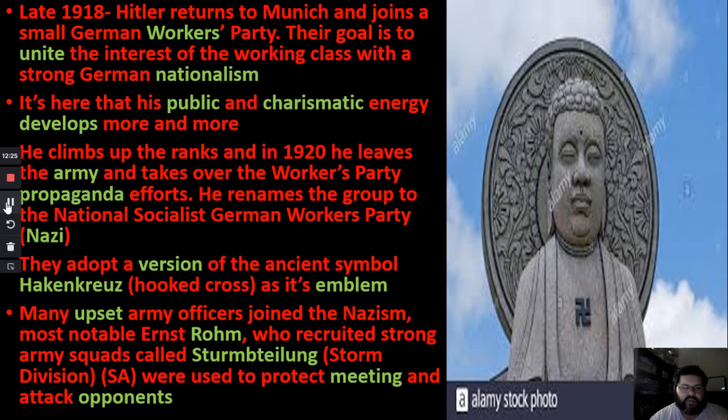Now they need a symbol, because everything that people remember has symbols. McDonald's, golden arches. Nike, the swoosh. If people remember a name, they'll associate a symbol with that name. So they adopted this very ancient symbol. It's actually a Tibetan symbol called the Hakenkreuz, or the hooked cross, as its emblem. So you see that picture right there of Buddha with the swastika, the hook and cross. They took that and turned it and said, that's our symbol now.